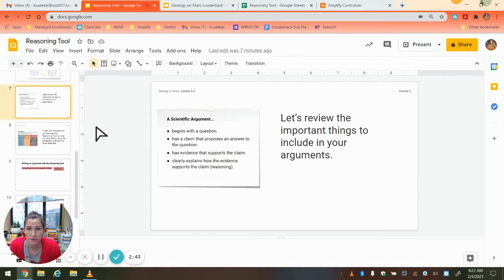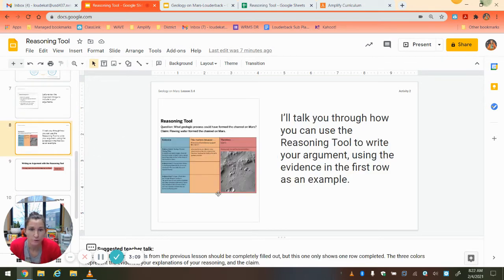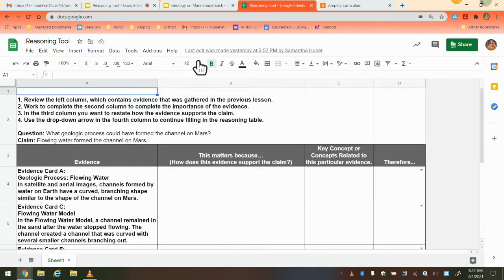We're going to review some important things about our scientific argument, and you'll see this often. It typically begins with a question and our claim. Again, our question is what formed the channel on Mars. Our claim is that the channel on Mars was created by water. What we're going to look at closely today is the evidence and creating reasoning that will support the evidence. I'm going to talk you through how you can use your reasoning tool today to write your argument row by row on your chart here.